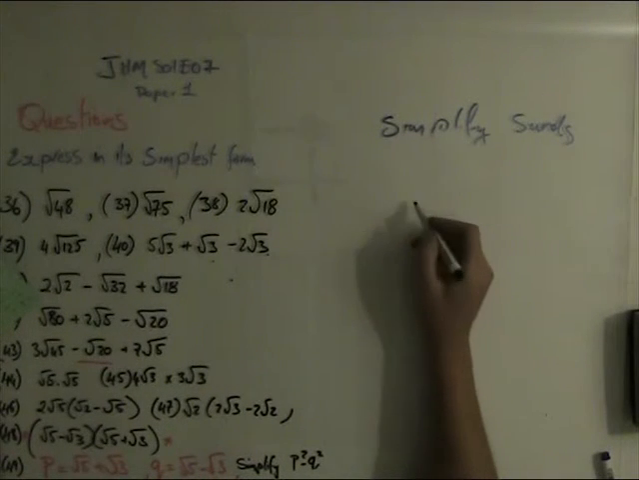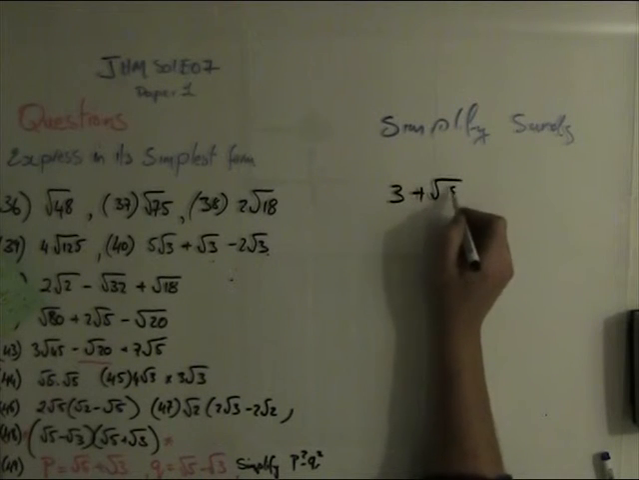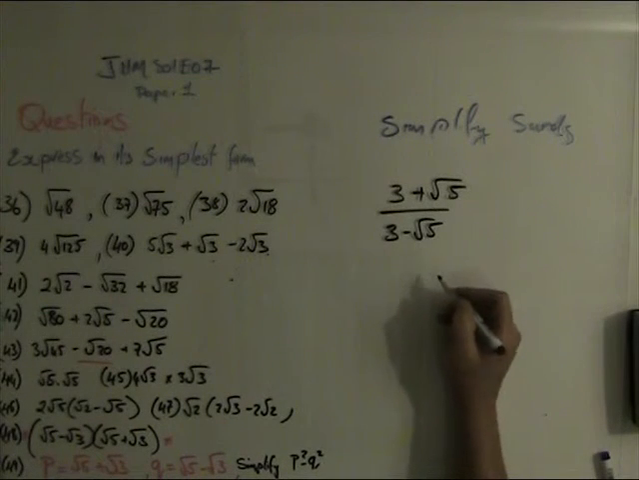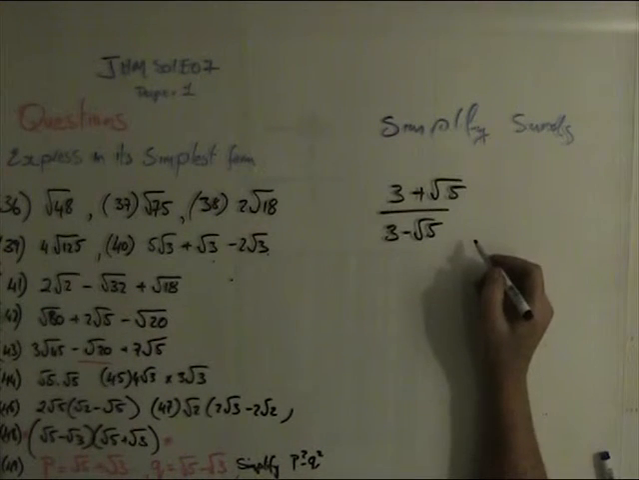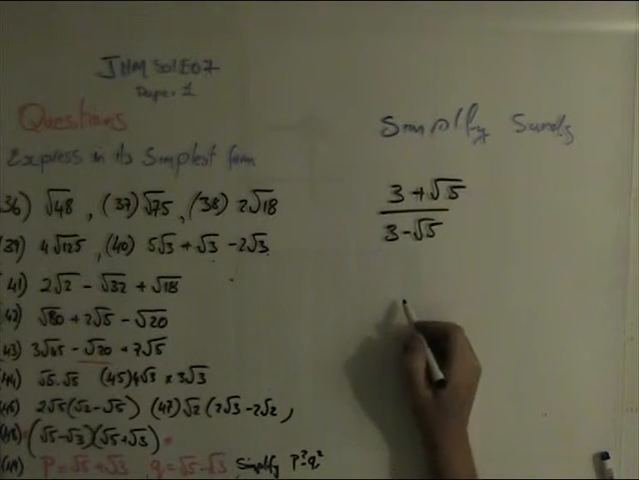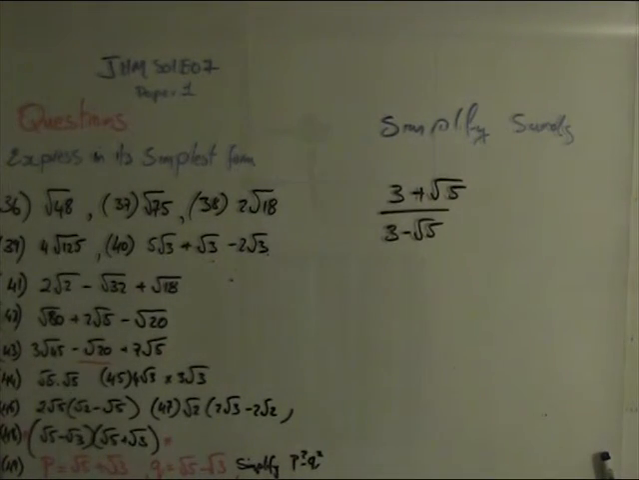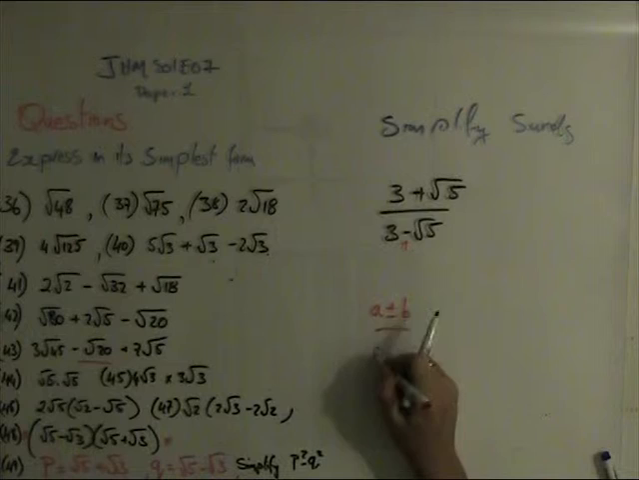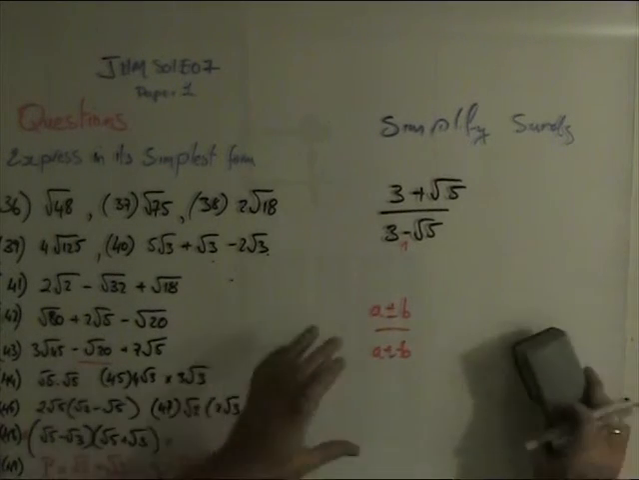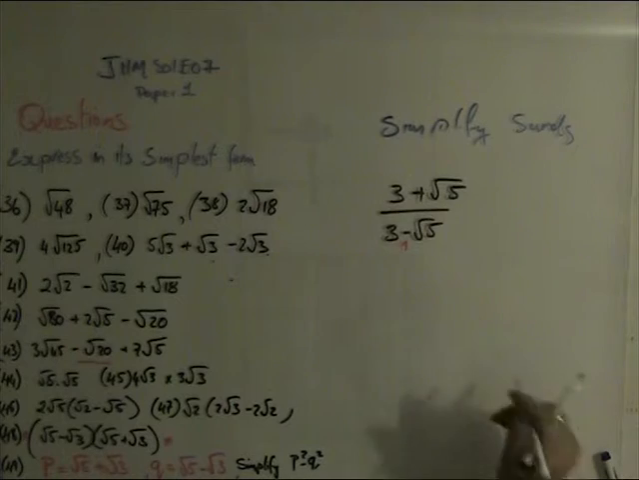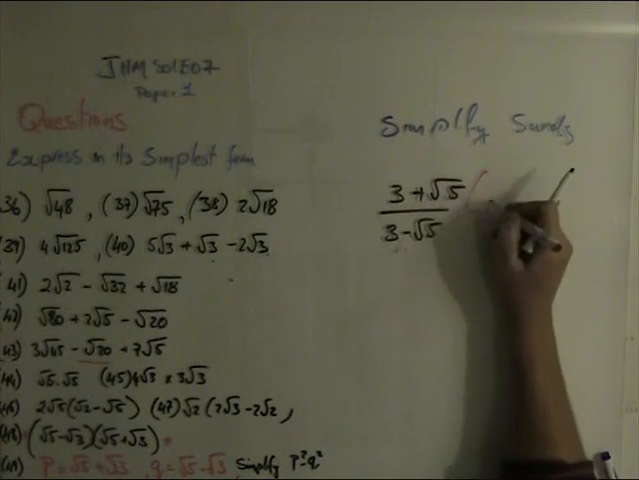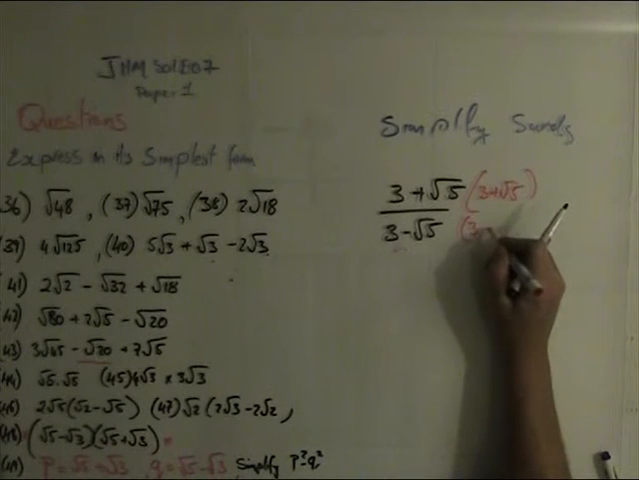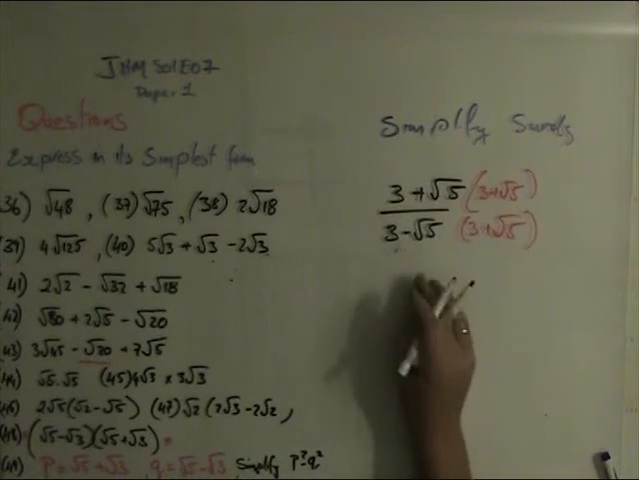This is different now: 3 plus root 5 over 3 minus root 5. What do I do now? I must multiply above and below the line by the conjugate of this. What is the conjugate? It's in the form a plus or minus b, so you have a rational and an irrational part. I must multiply above and below the line by the conjugate, which is the opposite. See, the sign has changed.